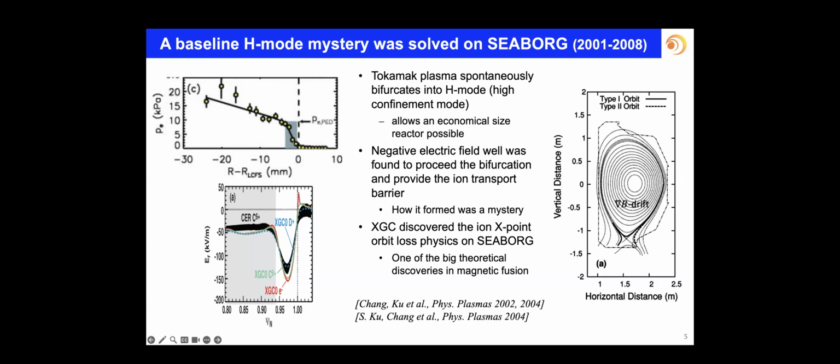That was the source. So actually, I myself discovered this ion X-point orbit loss on Seaborg. And this is one of the big theoretical discoveries in magnetic fusion at that time. We published multiple papers, and not only us, but other people also took the idea. There are a lot of papers on this.